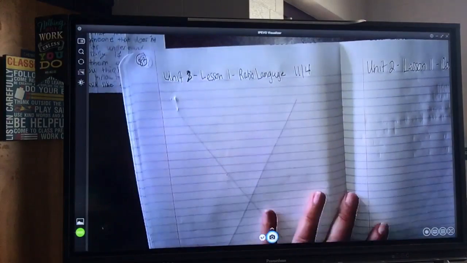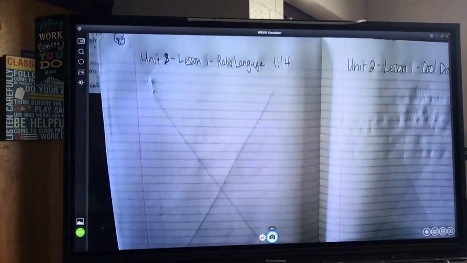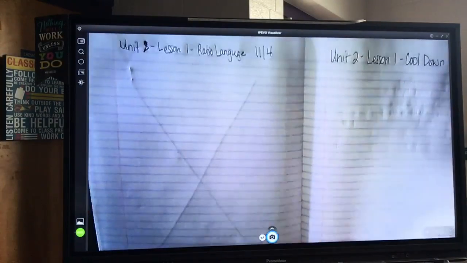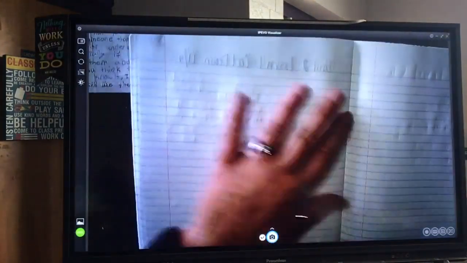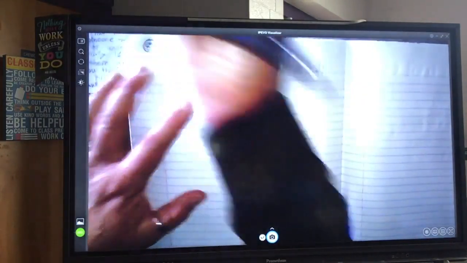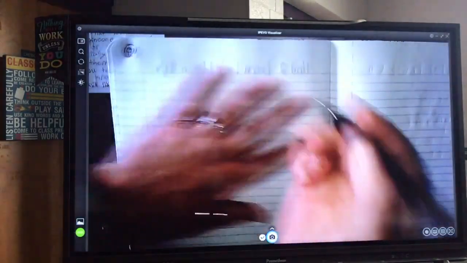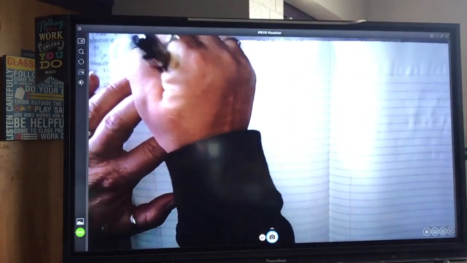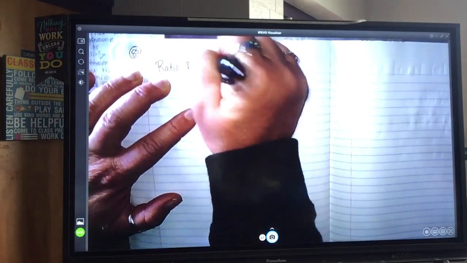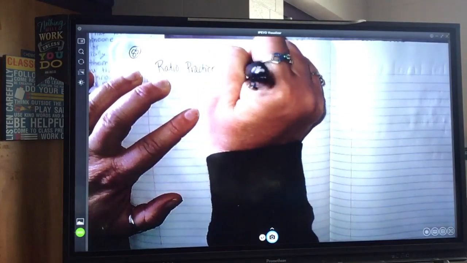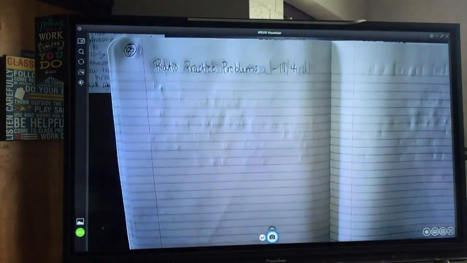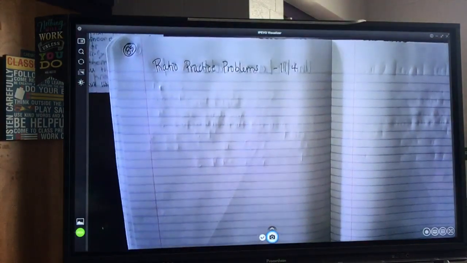So at this moment, I know some of you are finished cutting out your foldable, and that's fine. But I need you to stop and put everything down. You're turning the page, and you need to title this Ratio Practice Problems and today's date, which is 11/4, because this is what you're going to be doing after your cool down.